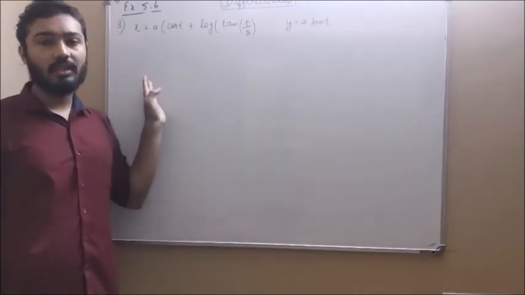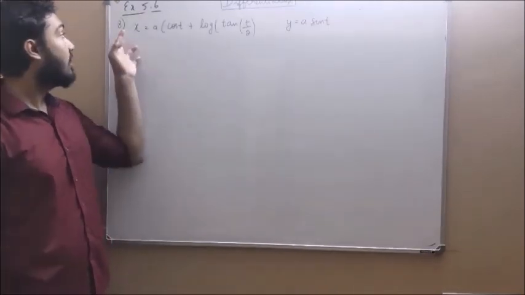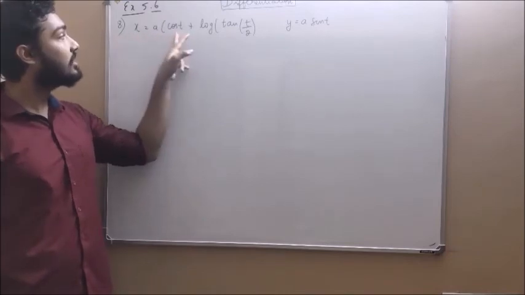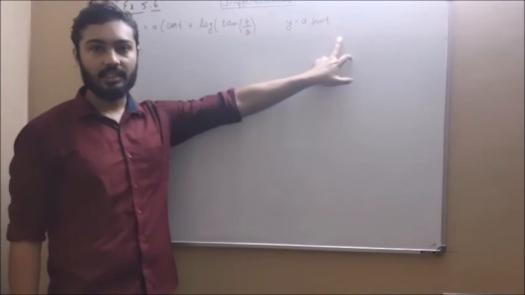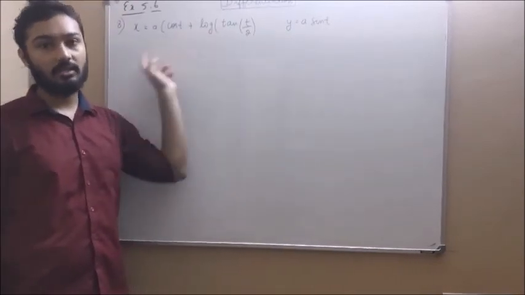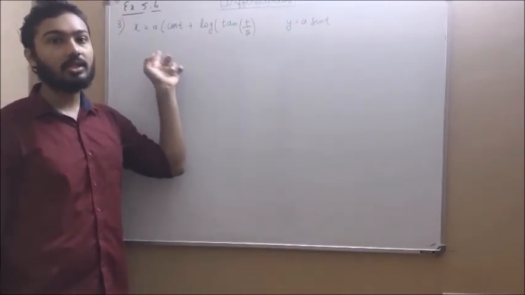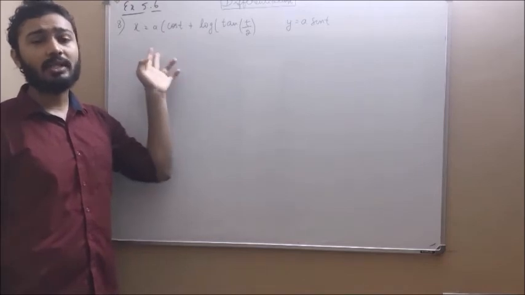Next, 8th question, a rather important question. x equals a cos t plus log tan t by 2, y equals a sin t. Here both x and y are in terms of t, so the parameter, the third variable, is t. So what is dy by dx?